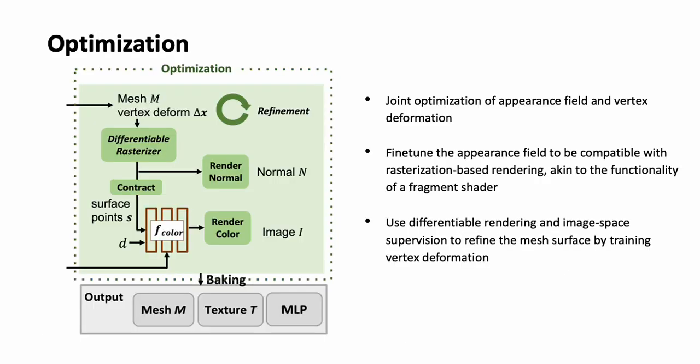Lastly, we jointly optimize the appearance field and mesh vertex deformation. Here we use differentiable rendering to fine-tune the appearance field for rasterization-based rendering and refine the mesh surface for detailed geometry.